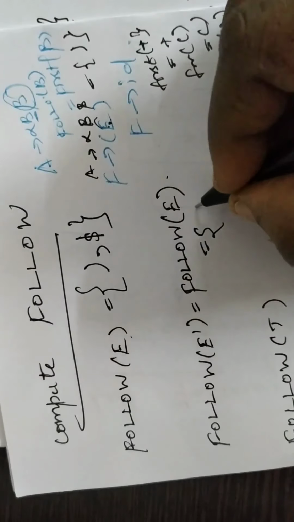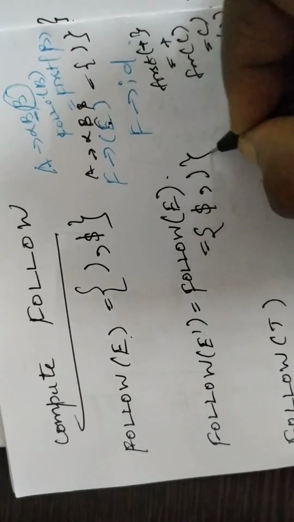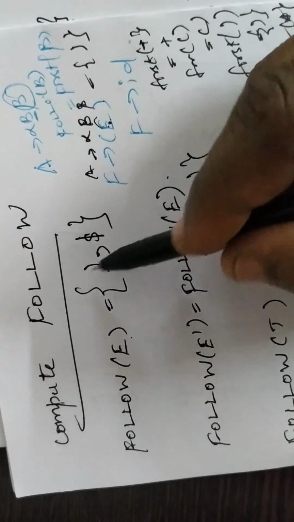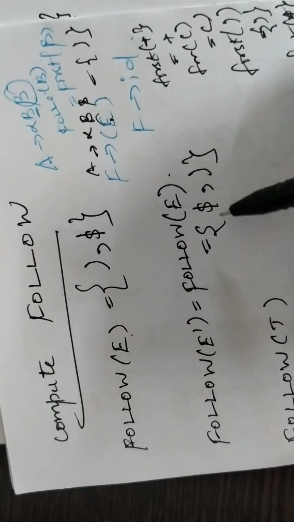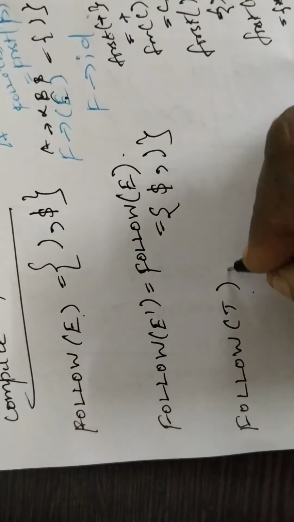It is dollar. Either we can write dollar close bracket, or open bracket dollar, or just dollar; both are the same. Since it is the starting symbol, we can write dollar first. Then, follow of T. What is follow of T?